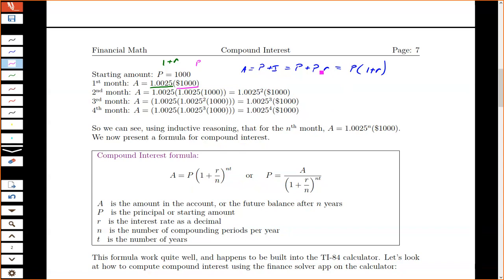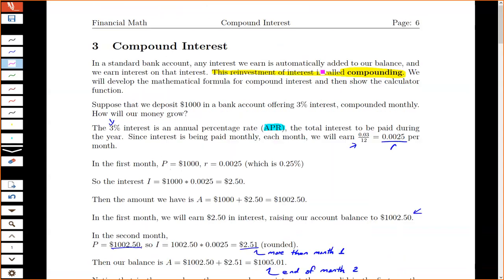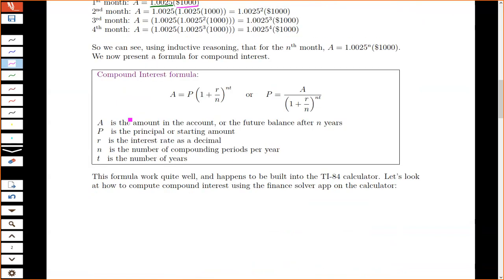And typically what we do when we're given an amount of interest is we're given an annual rate. So in our formula, we're going to build in the conversion to, for example, a monthly rate. Okay, so here's what the compound interest formula looks like, and I want to break it down a little bit. Okay, so A is the ending amount in the account, or the future balance.